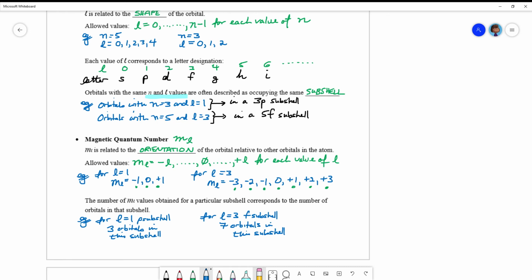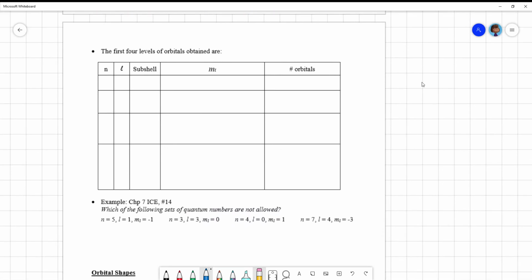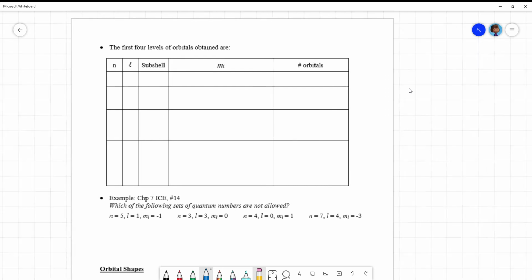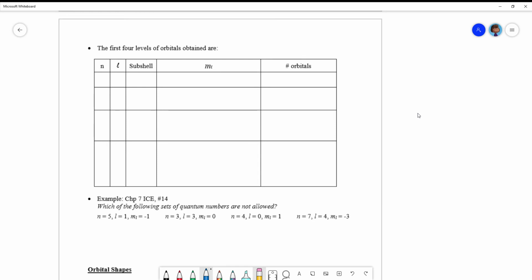Okay, let's take this information and combine it together in a table so that we can get a better sense of how all these numbers work together to allow us to organize our orbitals within just the first few levels in an atom. Okay. And I decided to just look at the first 4 levels of orbitals. So in the first case, let's take a look at when n is equal to 1. Now, when n is equal to 1, L, well, the allowed values for L are 0 up to n minus 1. Well, n minus 1 is 0, so that means the only allowed value of L is 0.